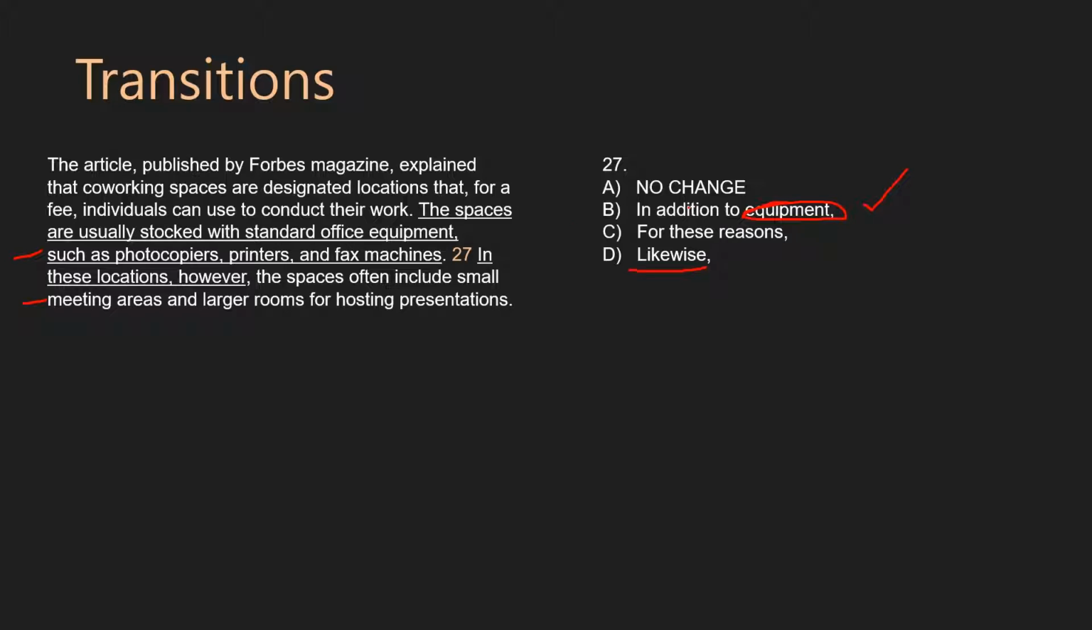But B gave me that double connected meaning. It said, in addition, here's a further point that describes the spaces, and in addition to the equipment. So I connected it 2 times. So I'm pretty sure that B must be the answer to that one. So you can see that the skill of picking the right transition isn't that hard in itself, but the trouble comes in having to know what each of those transitions mean.